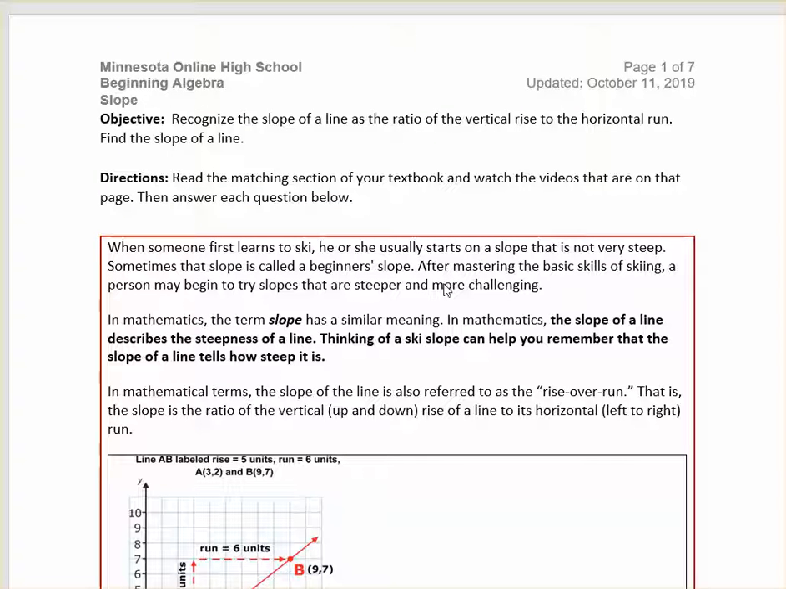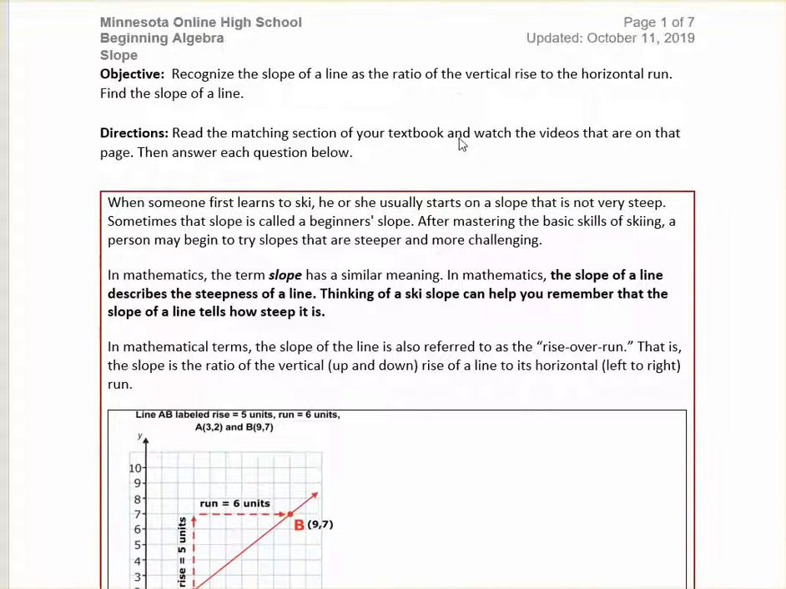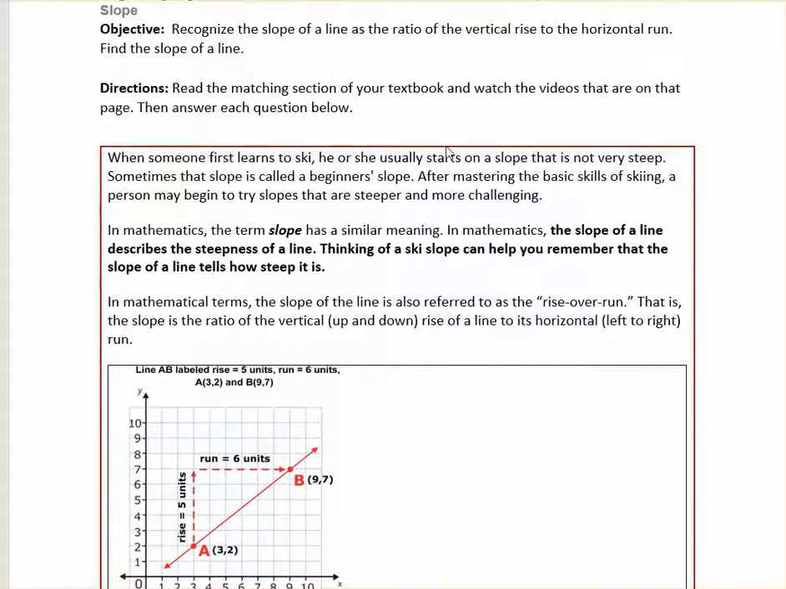In this video, we are going to look at slope. We are going to learn that the slope of a line is the ratio of the vertical rise to the horizontal run, and find the slope of a line. If you did the Exploring Slope with Gizmo assignment, then you've already got a good idea about what slope is and how we will find it.